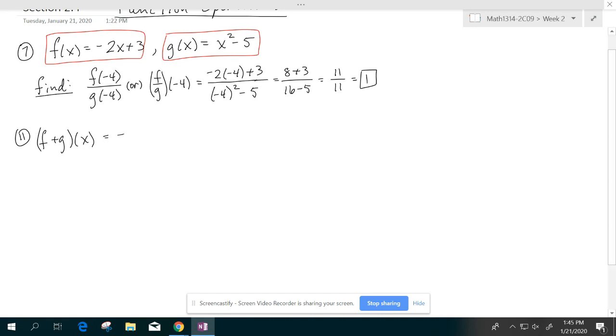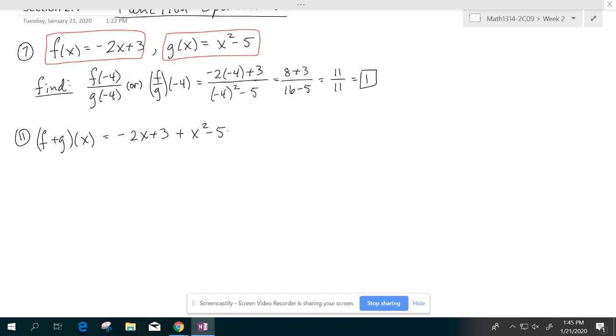All right, here we go. F of x is negative 2x plus 3. Remember, this time they didn't give me a number to plug in, so it's just going to stay x. And then plus g of x, which is x squared minus 5.